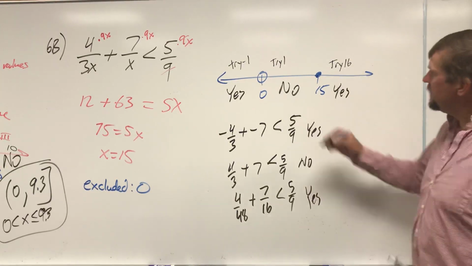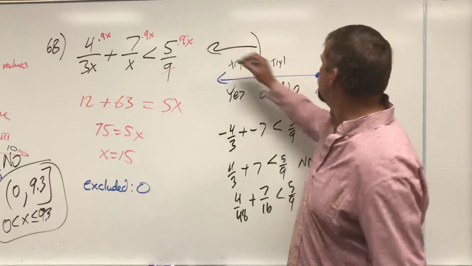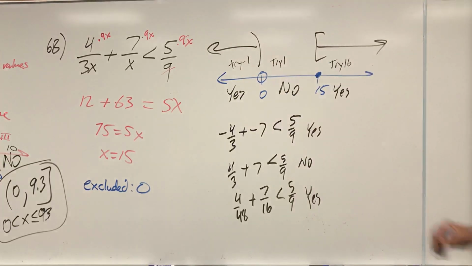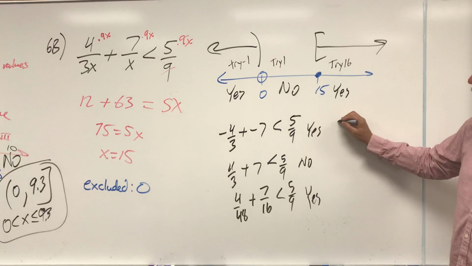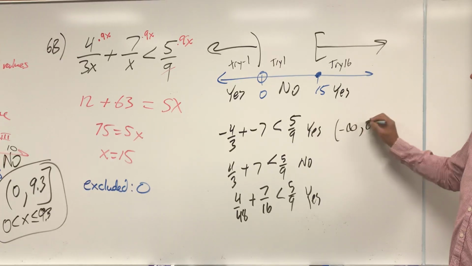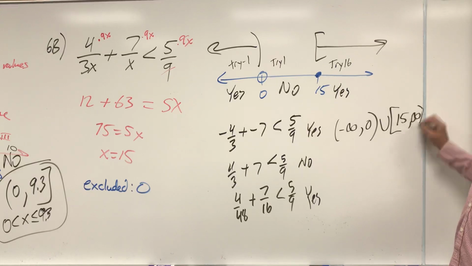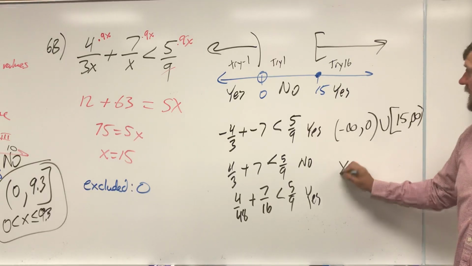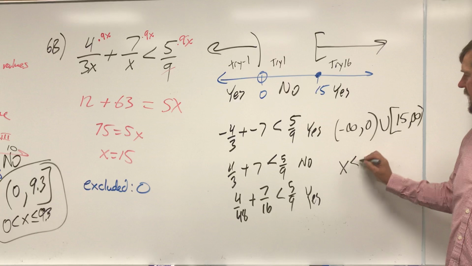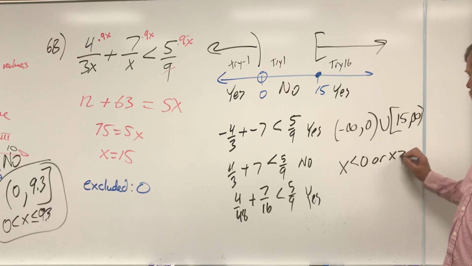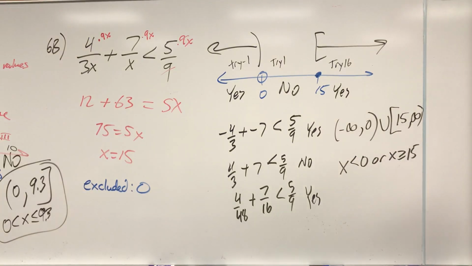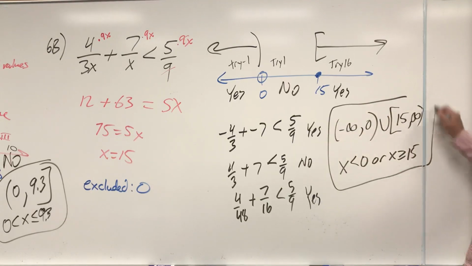So my solutions are everything going this way and everything going this way. To write that, I would say negative infinity all the way up to 0 union 15 all the way up to infinity. Or I could say x is less than 0 or x is greater than or equal to 15. Either one of those would be the correct solution.